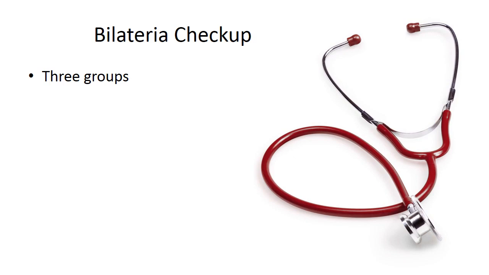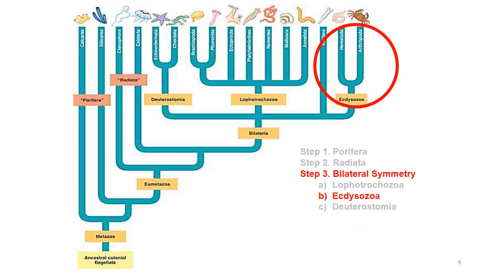So let's do a quick bilateral checkup. We have 3 groups. We've already looked at the Lophotrochozoans. So here's our clade Bilatera. We have 3 groups. Deuterostomia, we'll cover them next. We covered the Lophotrochozoans. Remember, these guys are grouped by DNA evidence. They may have a lophophore or trochophore larvae. They included your flatworms and your roundworms and your mollusks. And now we're in Ecdysozoa over here, and these are your arthropods and your nematodes. So these guys all undergo ecdysis, or molting.